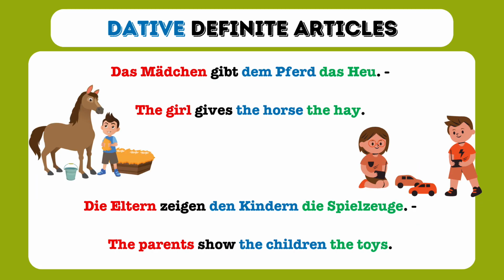Das Mädchen gibt dem Pferd das Heu. The girl gives the horse the hay. Die Eltern zeigen den Kindern die Spielzeuge. The parents show the children the toys.